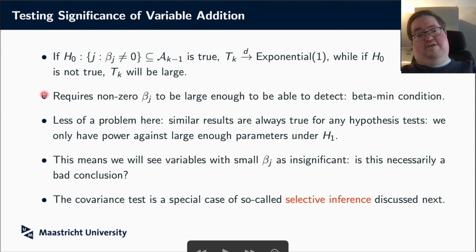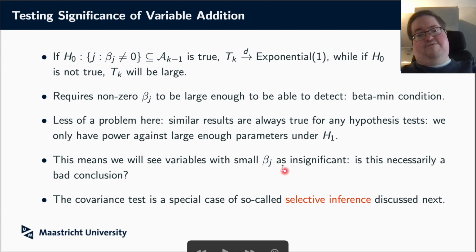Now, as you can imagine, in order for this test to work, it means that the beta_j of the variable that you add should be large enough to detect. So you get a sort of beta-min condition on that variable. You might think, well, okay, this is of course going to be a problem, but in this case, I would argue it's actually not so much of a problem because we take a very different perspective here. And it's the same for any hypothesis test. If the thing you test for is too close to the null hypothesis, you don't have power against it. You will not be able to reject that.